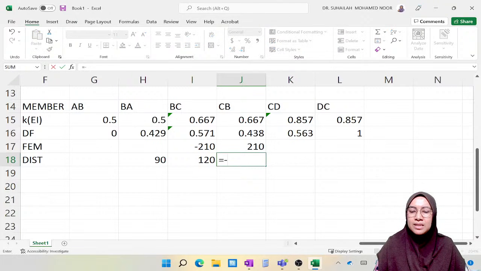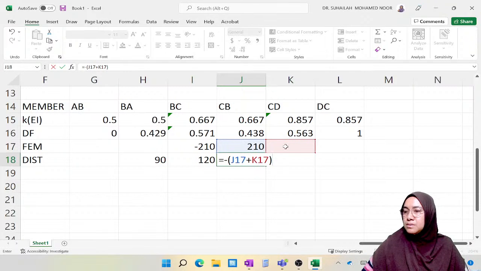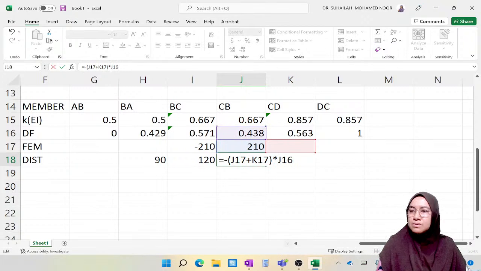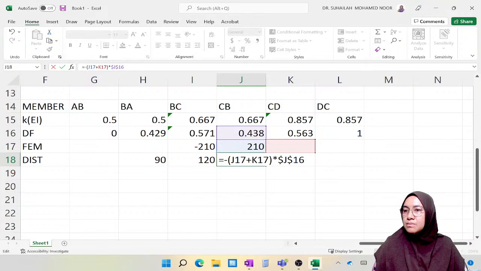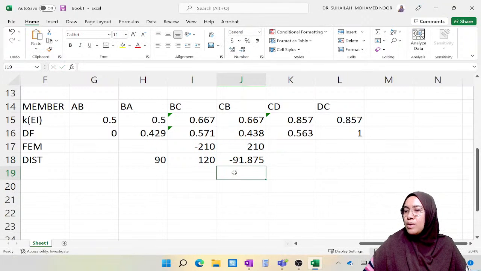So we repeat the process. It is negative to represent the opposite condition of joint moment. So it is FEM CB plus CD, times the distribution factor. Okay, enter. We get negative 91.875.